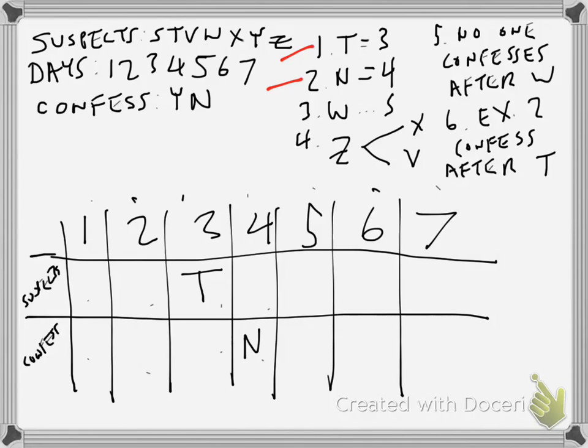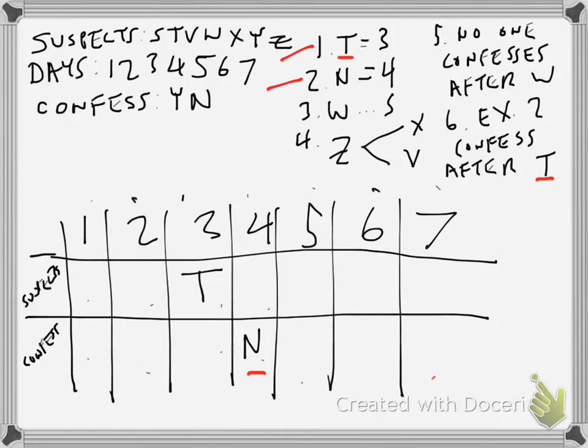And even though this game has been on the test many times, this is probably the most complex version of this game. We do have some significant interactions with our rules. For instance, Rule 1 mentions T, but then Rule 6 mentions there are exactly 2 confessions after T. So if we know there's exactly 2 confessions after T, notice slot 4 is already not a confession. That means between 5, 6, and 7, 2 of these have to be confessions, and we're going to have 1 non-confession.